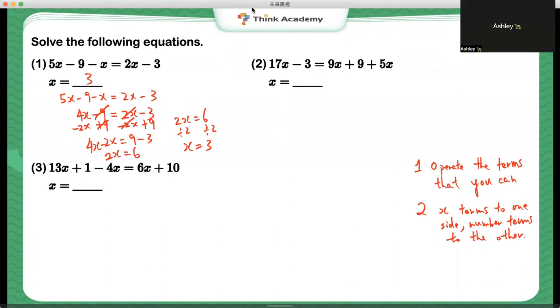Tiger, I just don't really get how you get like 2x equals 6. Oh, 4x take away 2x is 9 take away 3, isn't it? So 4x take away 2x is 2x. Yeah. 9 take away 3 is 6. So that's how I get 2x is 6. Just by operation, just calculation, okay?